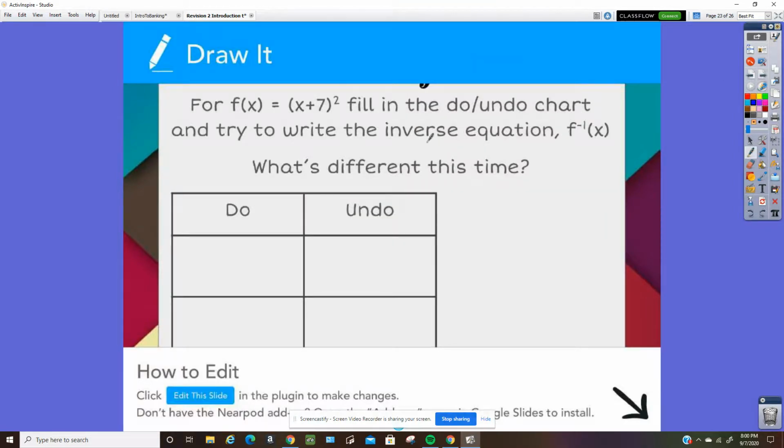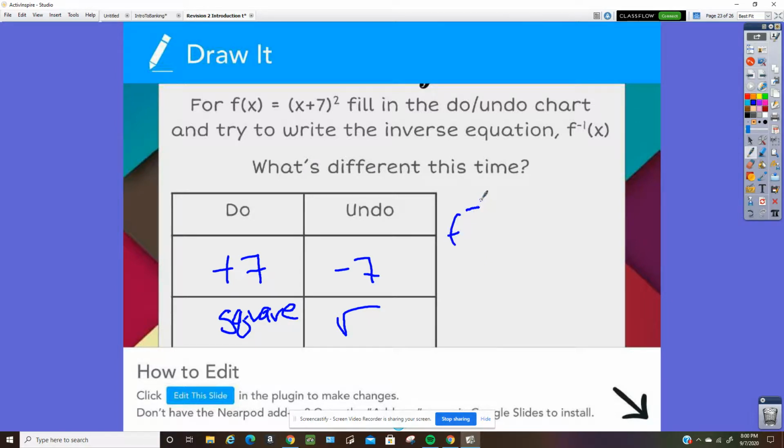All right, so since this is in parentheses here, the first thing you do is add 7. Do the parentheses first, and then square. And then the inverse would be square root, and then subtract 7. So what's different this time? Let's take a look.